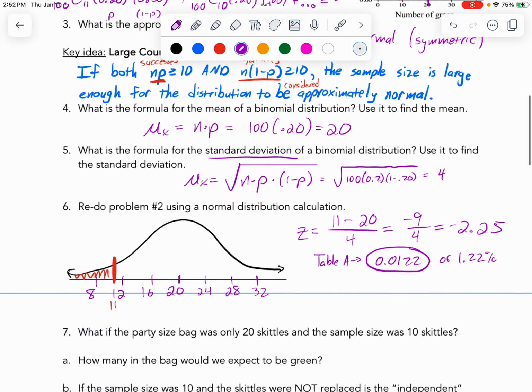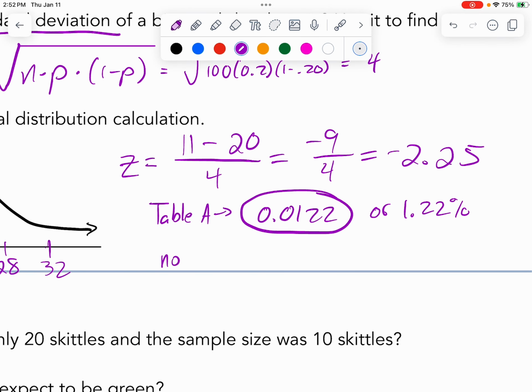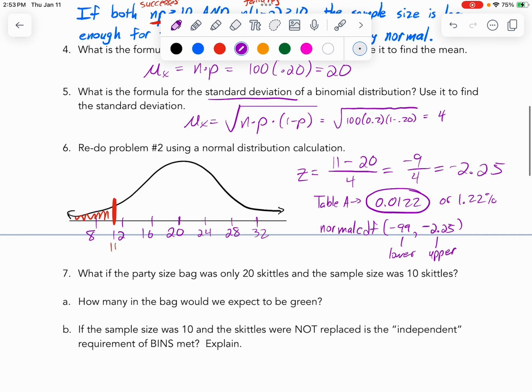You could also do your normal CDF button, if you were wondering about that. Normal CDF, negative 99, negative 2.25. Remember, it's lower and upper, like that, because my lower is way down here at negative 99, and my upper is negative 2.25 for my z-scores.